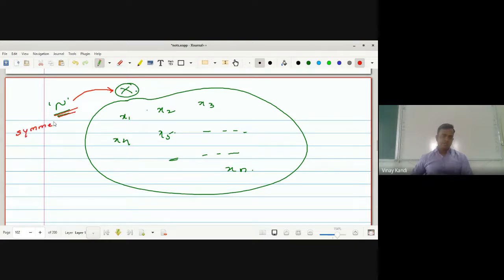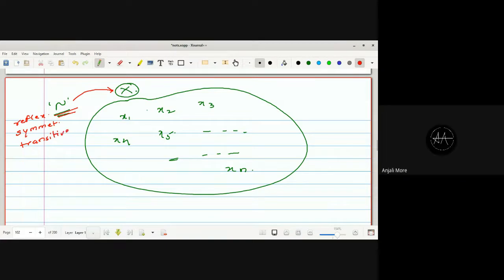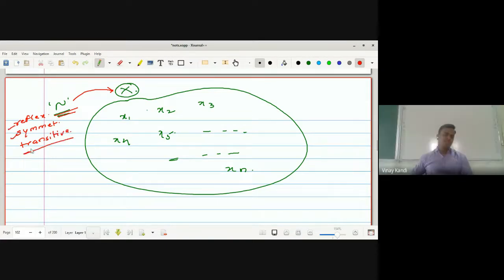Symmetric, reflexive, and transitive. Is it correct? Yes, sir. If these three conditions hold, then that relation is an equivalence relation. Now here, suppose this relation is an equivalence relation. That means it satisfies the reflexive property, symmetric property, and transitive property.